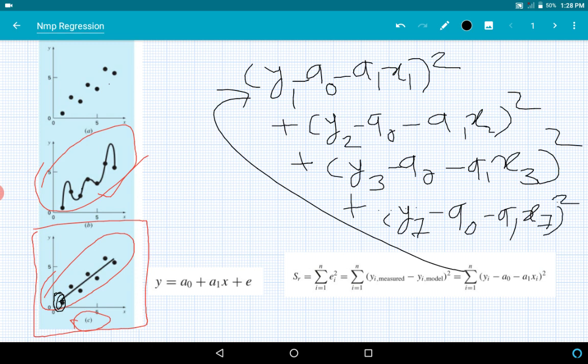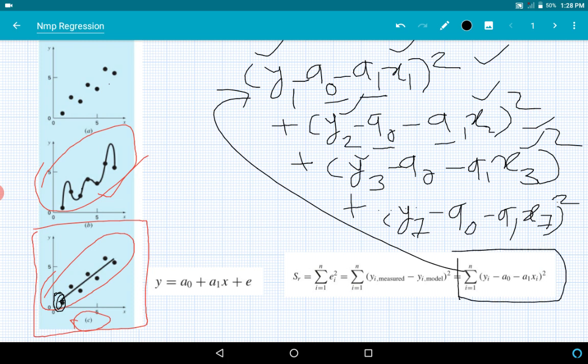If you carefully observe, in all these terms a0 and a1 are fixed, and the y1, x1, y2, x2 indices are changing. So this is the meaning of this equation after expanding. This is called the residual sum of squares. We find the residual sum of squares, and then we will minimize this. So this is basically the sum of squares.